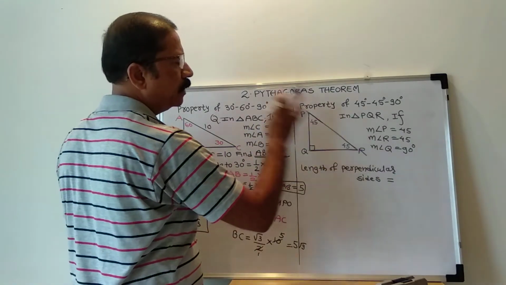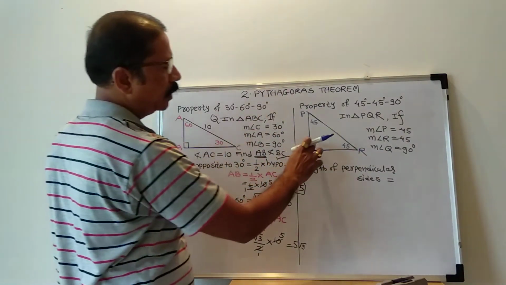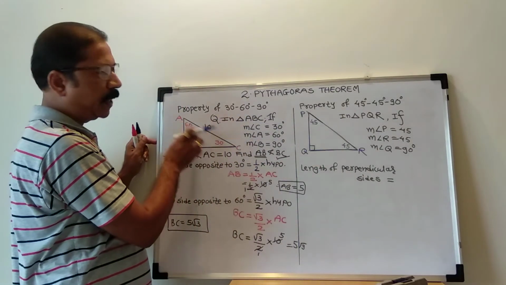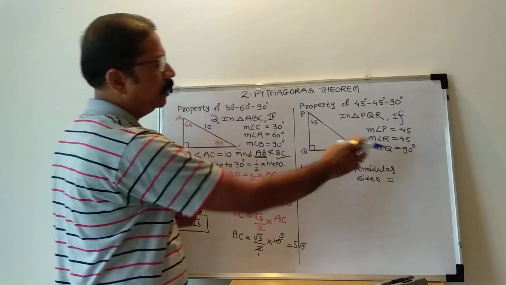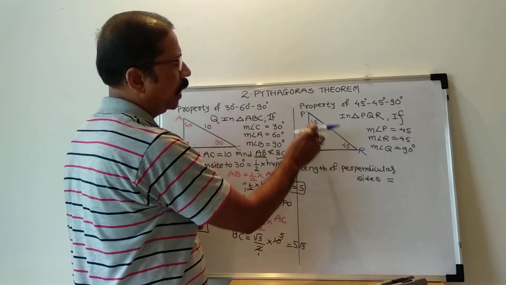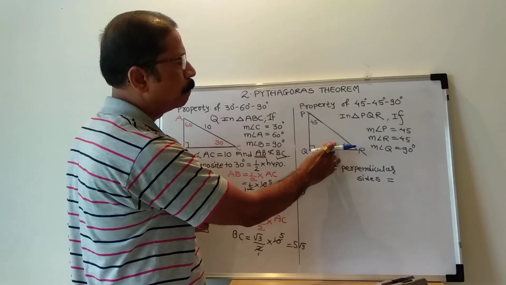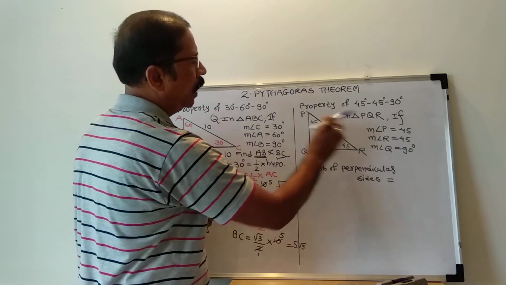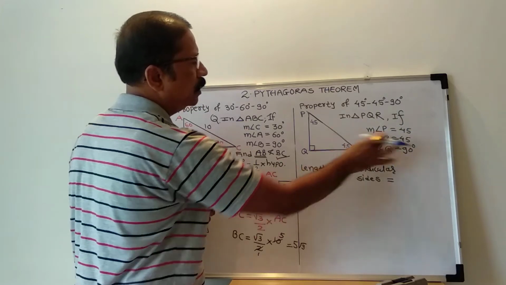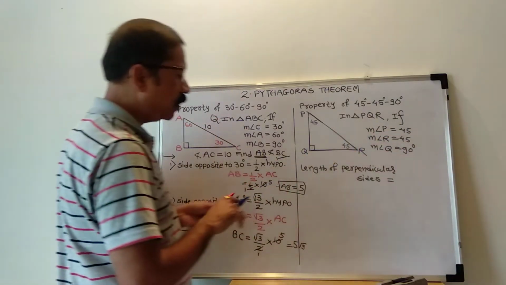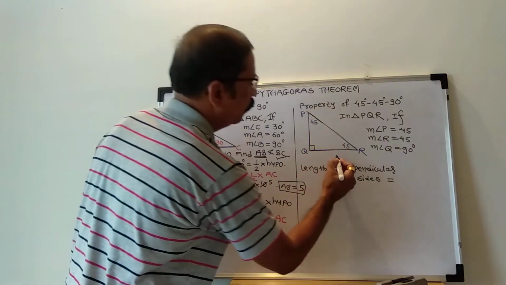See, in any right angle triangle, one angle is 90 degree. The remaining two angles here we learn 30 degree and 60 degree. But in the second property, one angle is 90 degree, and the remaining angles are 45 degree and 45 degree. Here it is given angle P is 45, R is 45 and Q is 90 degree. Then what does this property tell us?